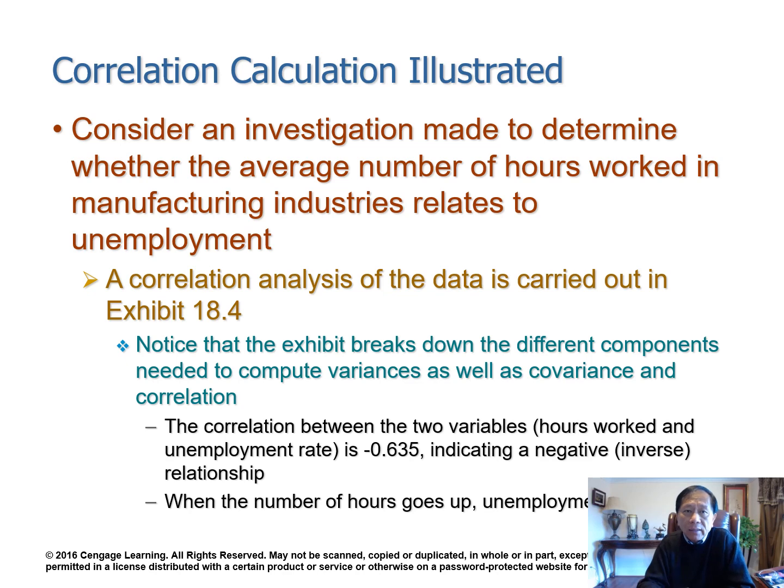That indicates there is a negative relationship. It's pretty strong, right? Pretty strong negative relationship. Negative meaning the more the hours worked, the less the unemployment. So when the number of hours goes up, unemployment goes down. Okay, that makes sense, right?